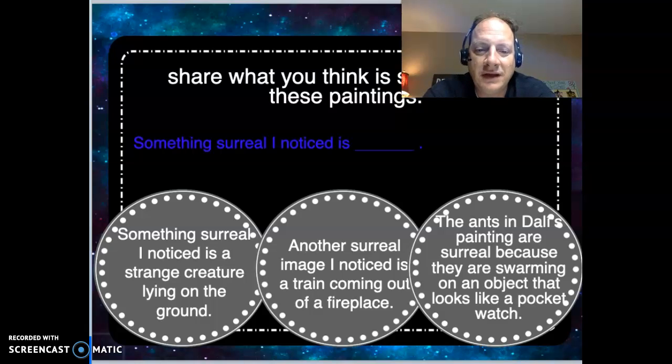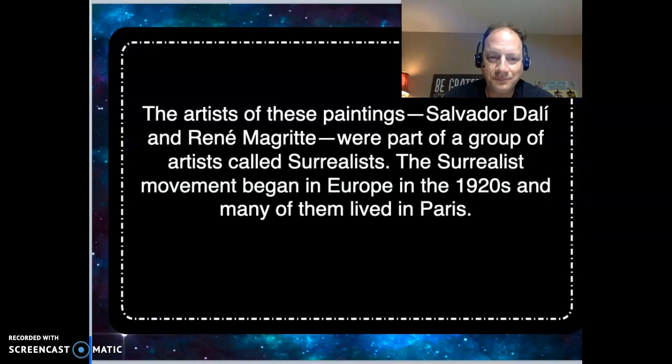Now, another surreal image I noticed is a train coming out of the fireplace. The ants in Dali's paintings are surreal because they are swarming on an object that looks like a pocket watch. Now, we didn't notice that, but go back and look at the one with the clocks, and you'll see that there are ants on there.